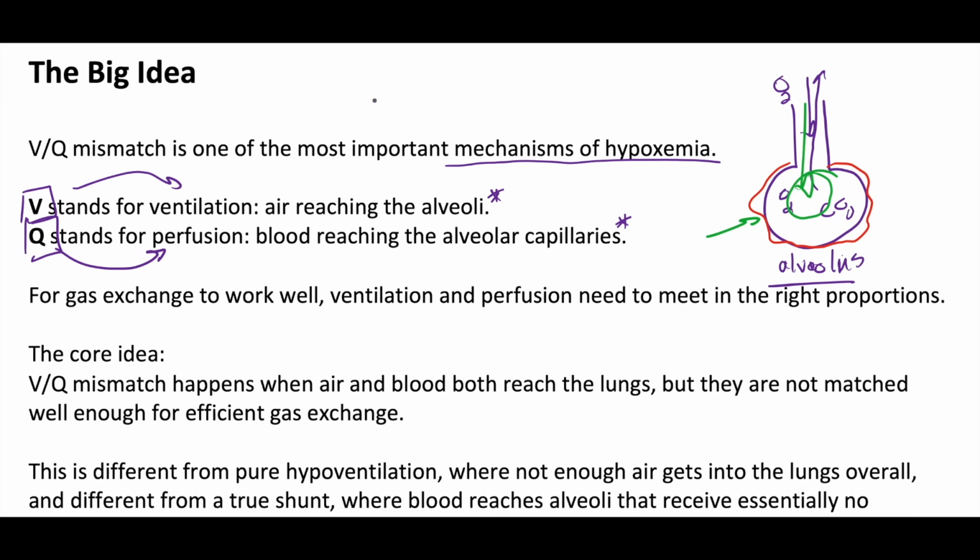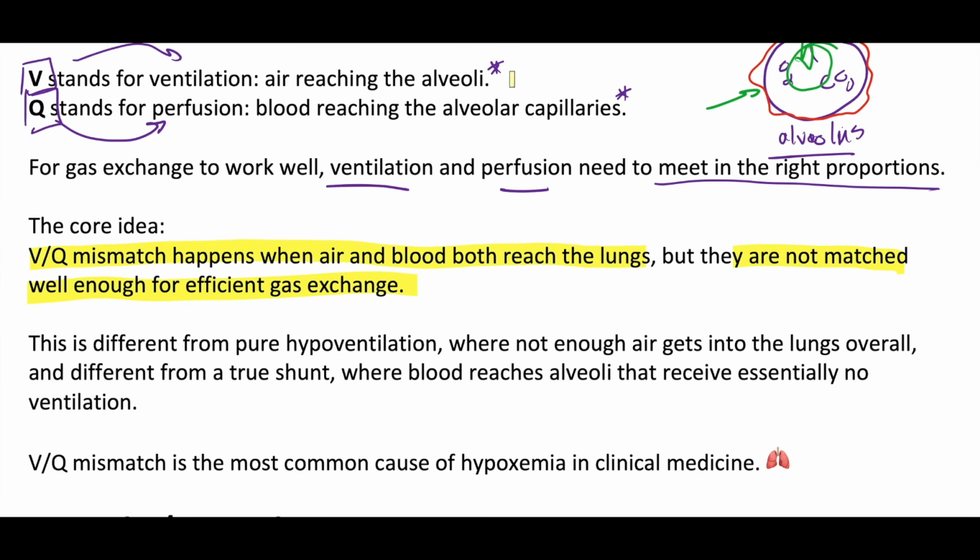And for gas exchange to work, you need ventilation and perfusion to meet in the right proportions. So the core idea here is VQ mismatch happens when air and blood both reach the lungs, but they are not matched well enough for efficient gas exchange. This is different from hypoventilation. Hypoventilation is where there's just not enough air getting into the lungs overall. And it's different from a true shunt, where blood is reaching the alveoli, but there's pretty much no ventilation, okay? And we'll get more into that. VQ mismatch is when the ventilation and the perfusion are mismatched. And it's the most common cause of hypoxemia in clinical medicine. You'll see this all of the time.